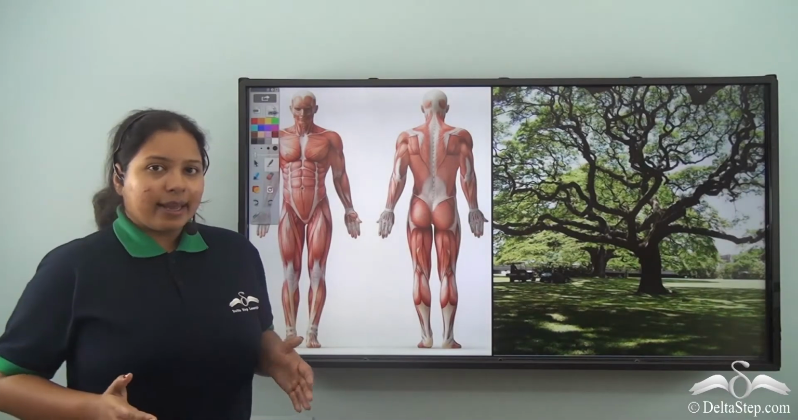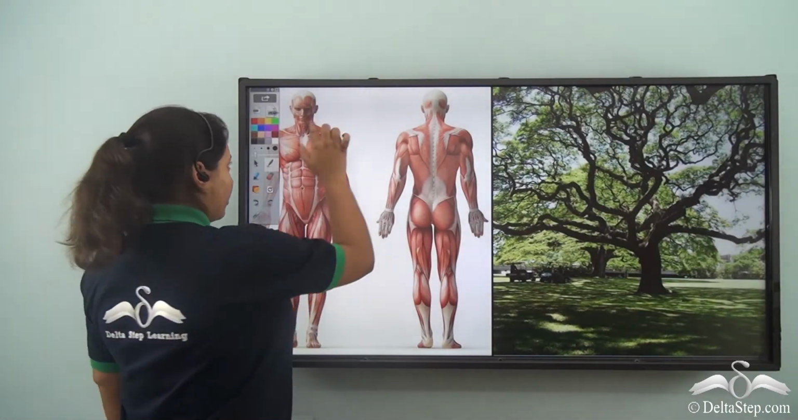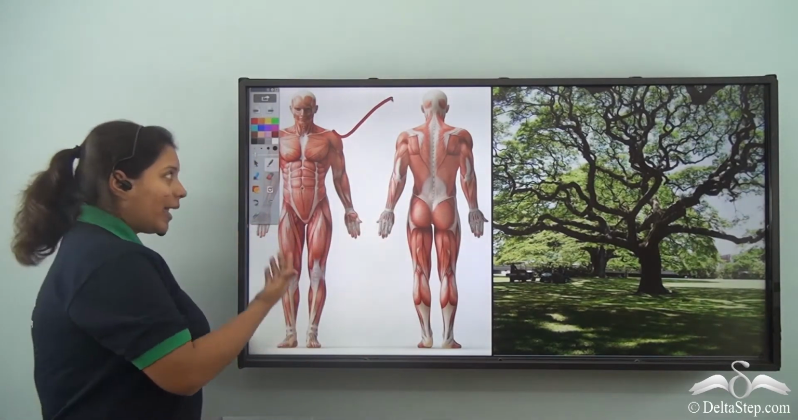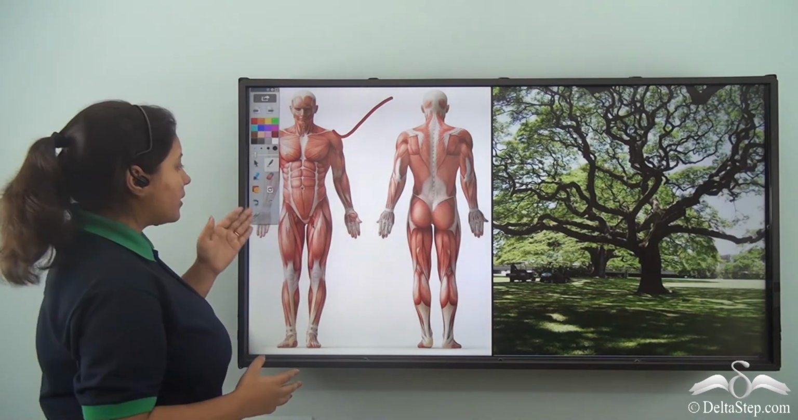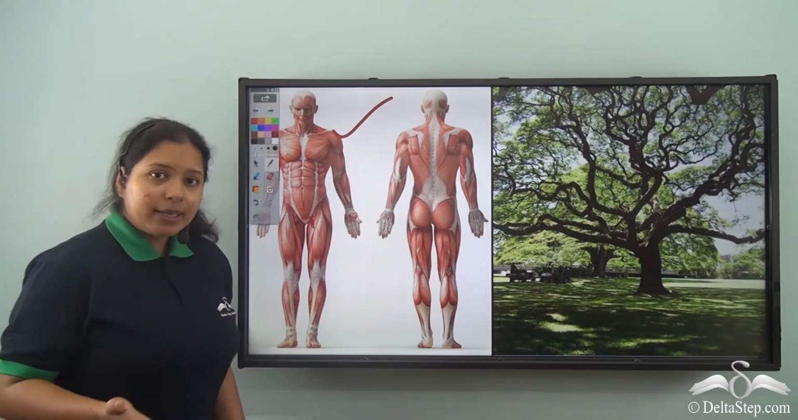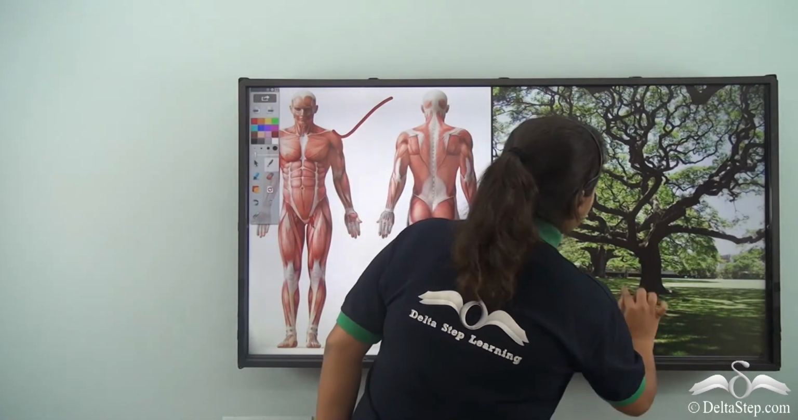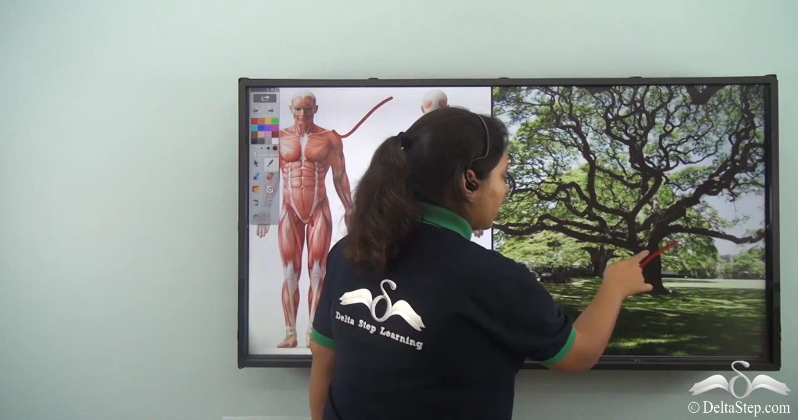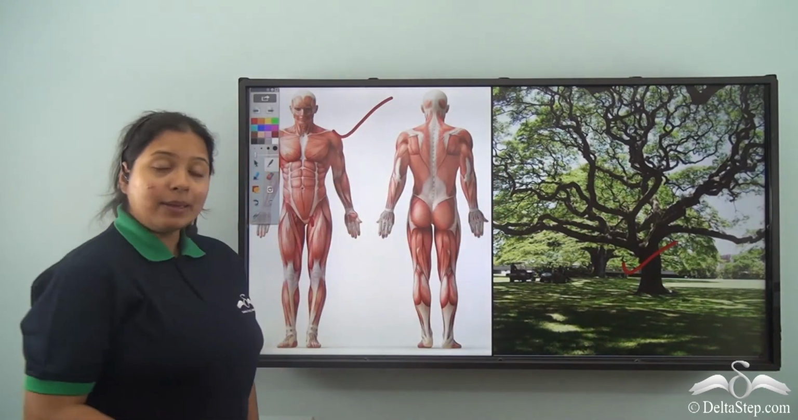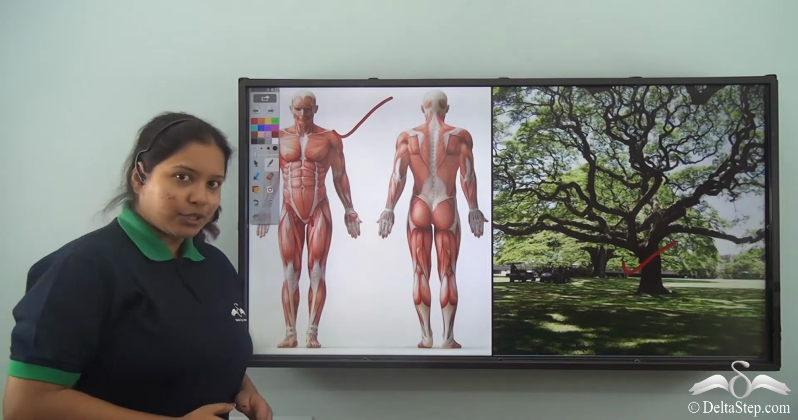See, just like we human beings have got a body which helps us to do different activities and all other parts are attached to it. Similarly, the plant also has got the stem to which all other parts are attached and it helps in many different functions.